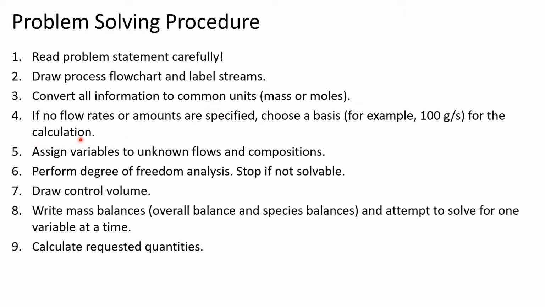This next step 4 is real important. If no flows or amounts are specified, you can choose a basis. You're free to choose any one of the streams and to set a value for a total mass or a total flow rate. So for example, if one of the streams is involving mass flow, you could say it has a flow rate of 100 grams per second. Or you could say it has 1 kilogram per hour. Or you could say that it's 1 mole or 1 kilogram. It's totally arbitrary, and it doesn't matter. The results won't depend upon what you choose for your basis.